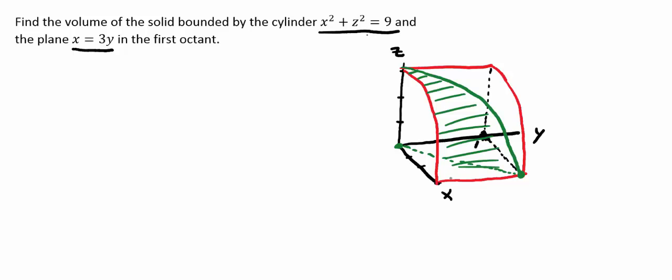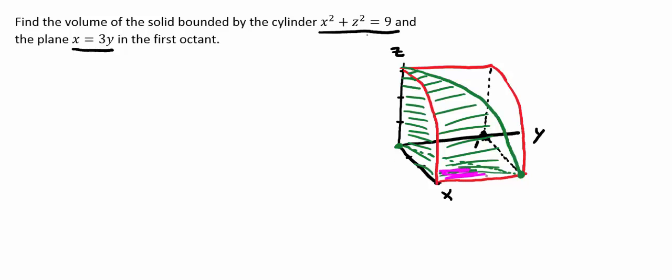That's bounded by the xy plane, the xz plane, the cylinder itself, and of course x equals 3y in space. And that wedge shape is what we're looking to find the volume of. Now you're integrating over this region here.